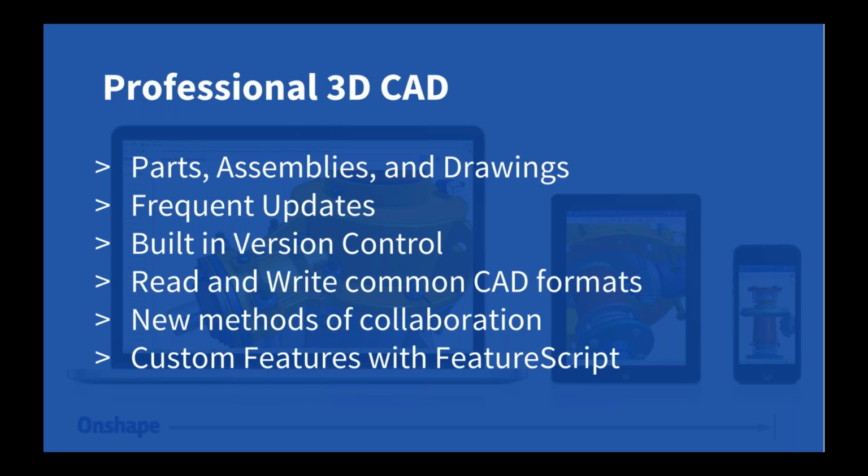The last thing I want to mention is custom features with FeatureScript. If you're at all interested in writing code and building your own CAD feature, you can do that. Onshape created a programming language called FeatureScript that allows you to build your own custom CAD feature. It's really unique to Onshape, and for those who are interested in writing or programming, you should definitely check out FeatureScript.